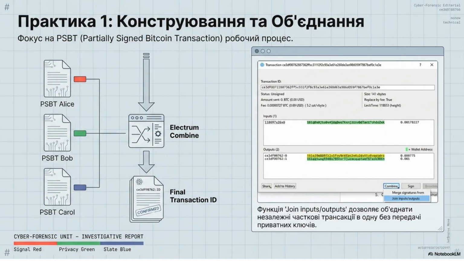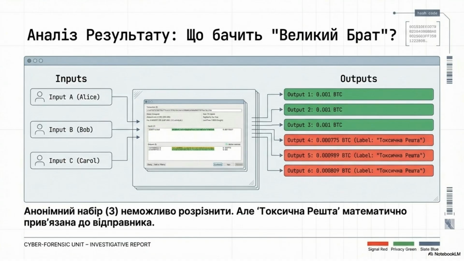Electrum Combine aggregates PSBTs from Alice, Bob, and Carol into a final transaction. The join inputs/outputs function allows combining independent partial transactions without sharing private keys. Analyzing the result shows what Big Brother sees. Inputs A, B, and C lead to 3 indistinguishable 0.001 BTC outputs. However, the toxic change outputs 4, 5, and 6 are mathematically linked to the original senders, making them traceable.